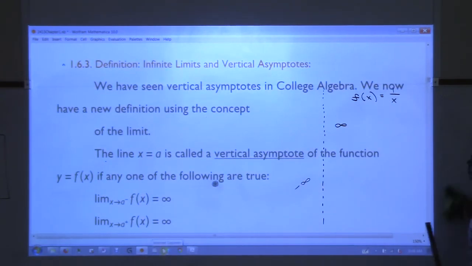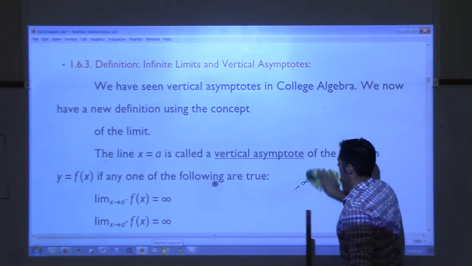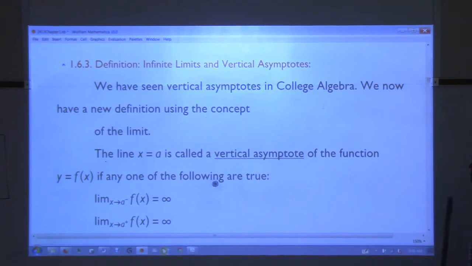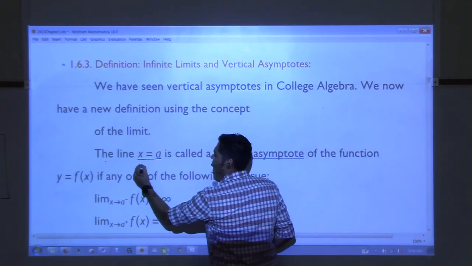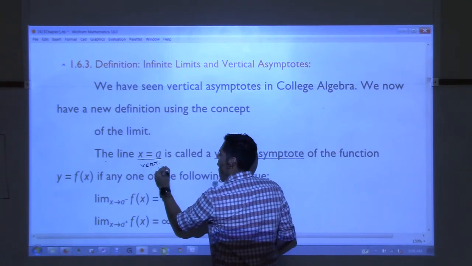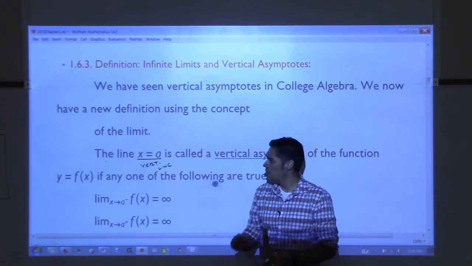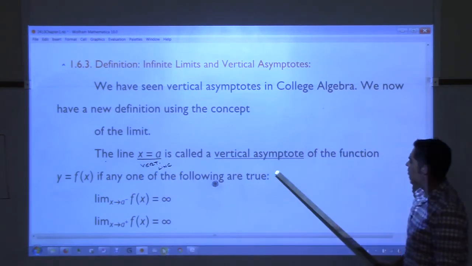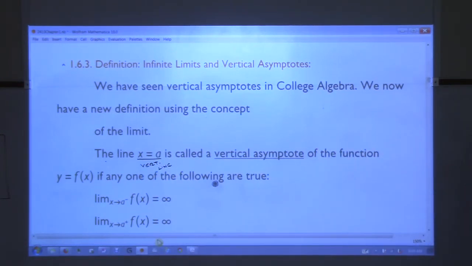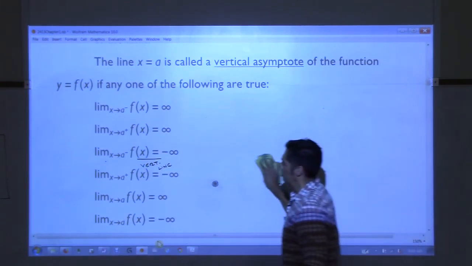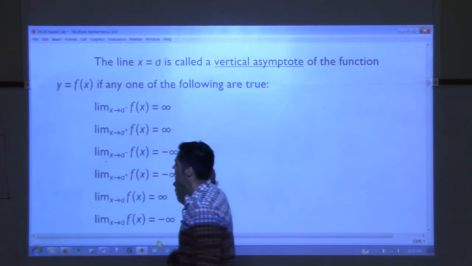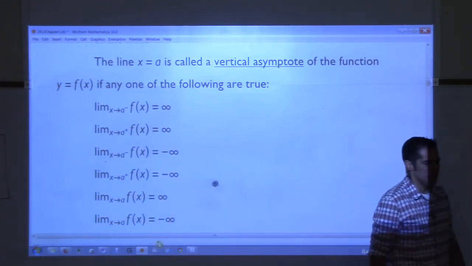Okay, so in college algebra, we had a definition and a way of getting the vertical asymptote, but here in calculus, we have a different sort of definition. We say that the line x equals a, remember x equals a is a vertical line, like x equals 2 is a vertical line, is called a vertical asymptote of a function f if any one of the following are true.